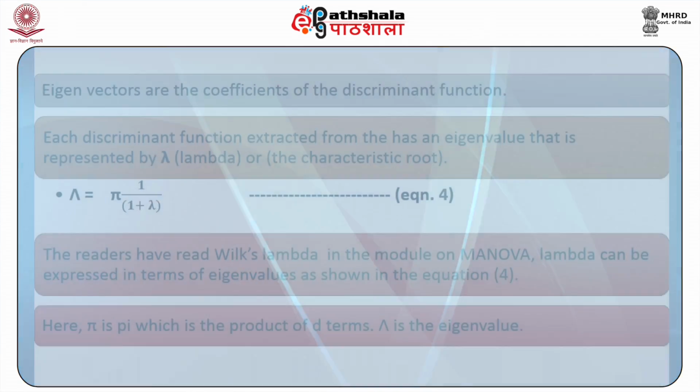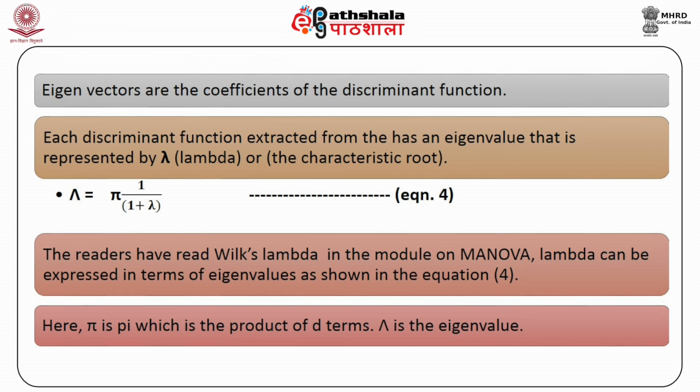Let's look into the other factor that enhances the prediction power, that is the eigenvalue. Eigenvectors are the coefficients of the discriminant functions. Each discriminant function that we extracted from the data set has an eigenvalue that is represented by lambda, or the characteristic root, and it can be achieved by using the formula given in equation 4. The readers have read Wilks' lambda in the module on MANOVA, and lambda can be expressed in terms of eigenvalues as shown in equation 4.